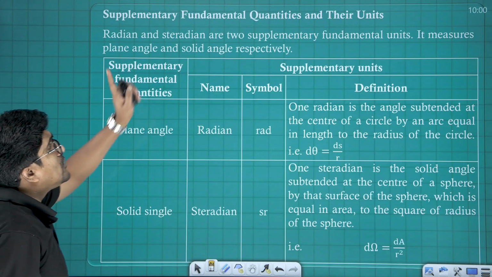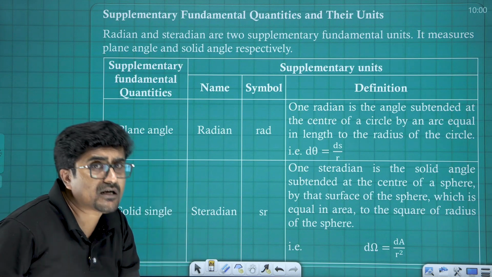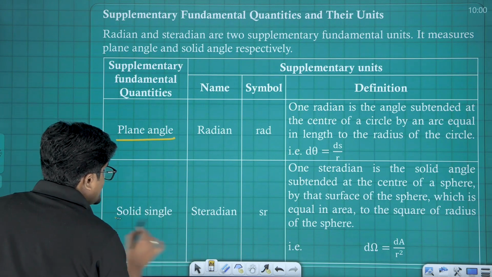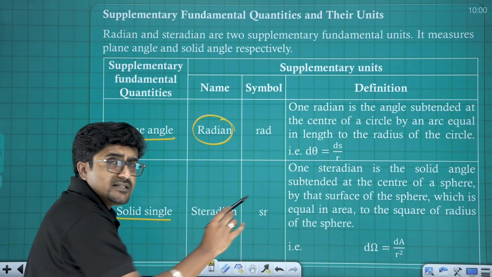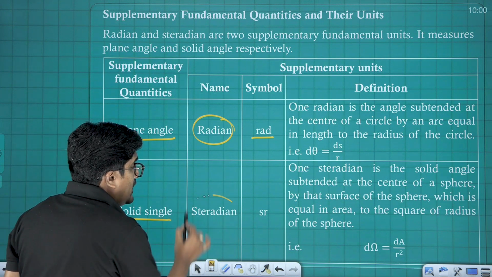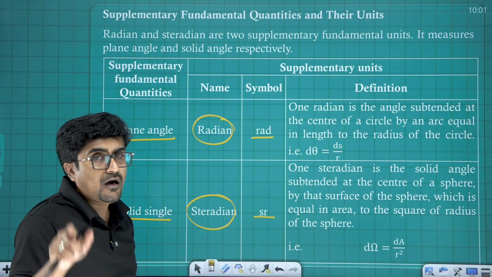Now the supplementary physical quantities. In supplementary physical quantities, we have 2 in the list. First one is plane angle and second one is solid angle. The unit of plane angle is radian, symbol is small rad, and for solid angle the unit is steradian and the symbol is sr.